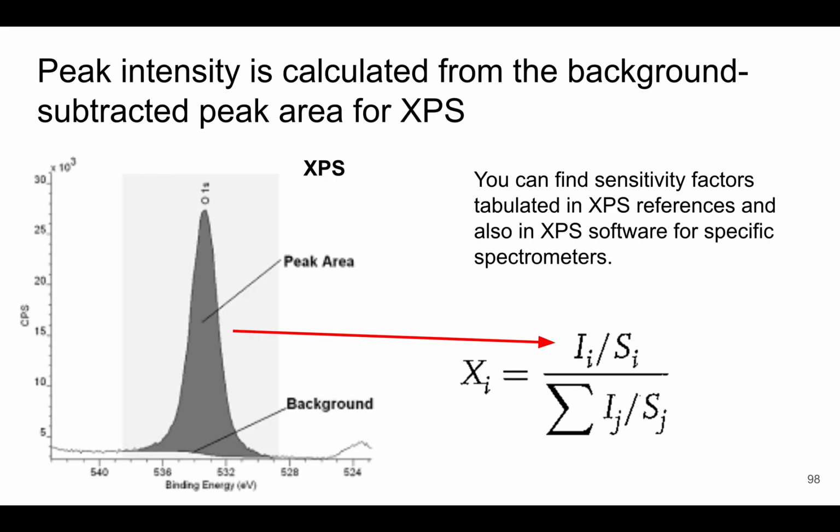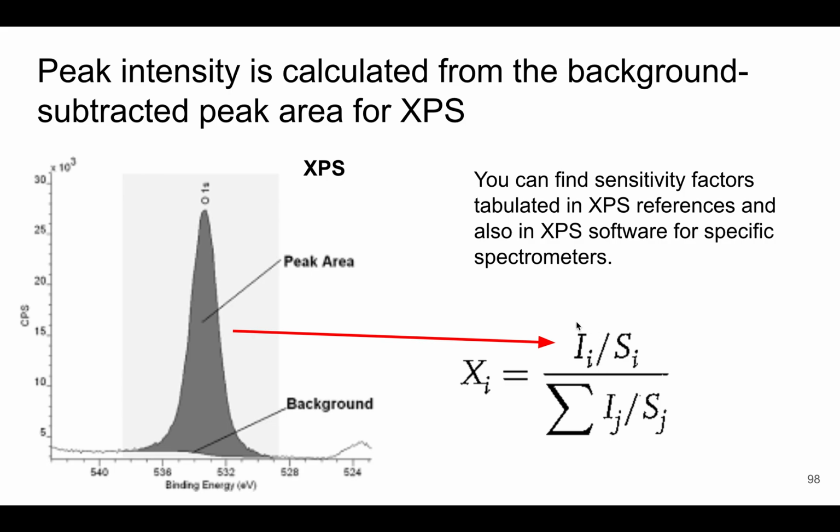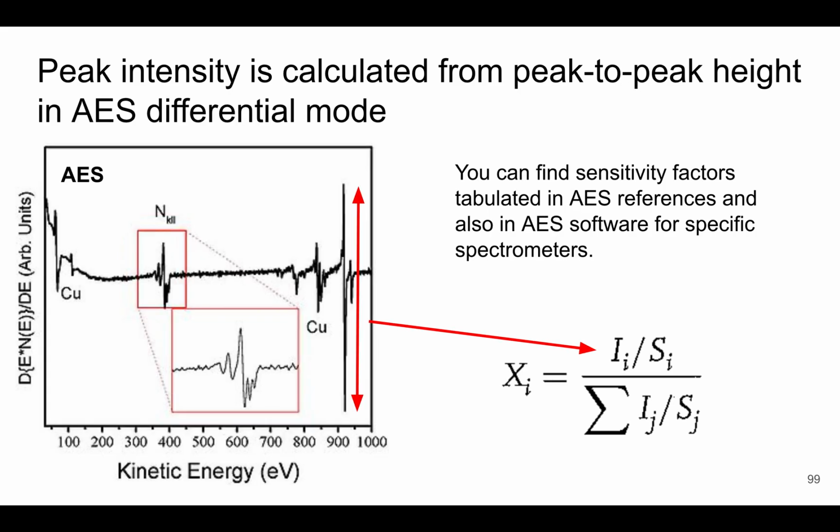So let's look at it for XPS. So what we term peak intensity is the background subtracted peak area in XPS. So here's an XPS peak. We've fitted that Shirley type background, and we found the area underneath the curve, which is shaded gray here. So that's the peak area. And so we're going to use that as the peak intensity when we're talking about XPS, right? So XPS, we're going to use background subtracted peak area.